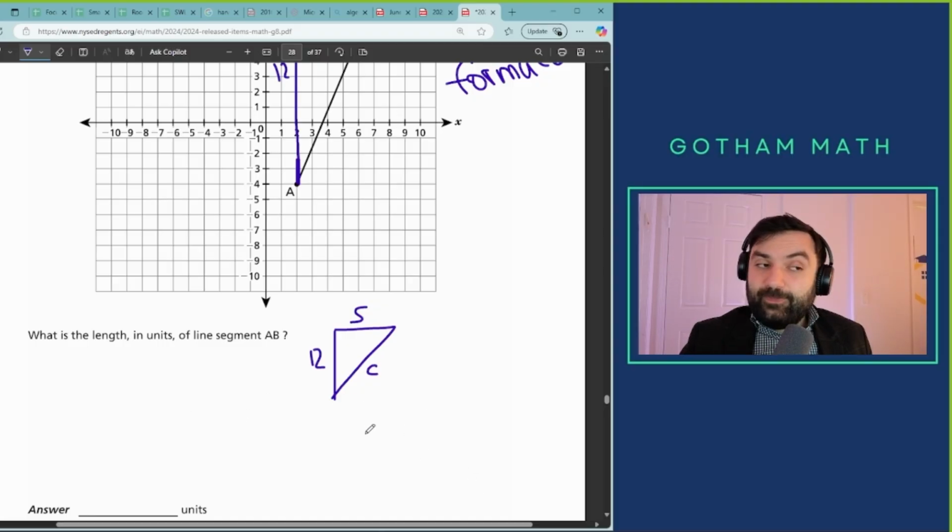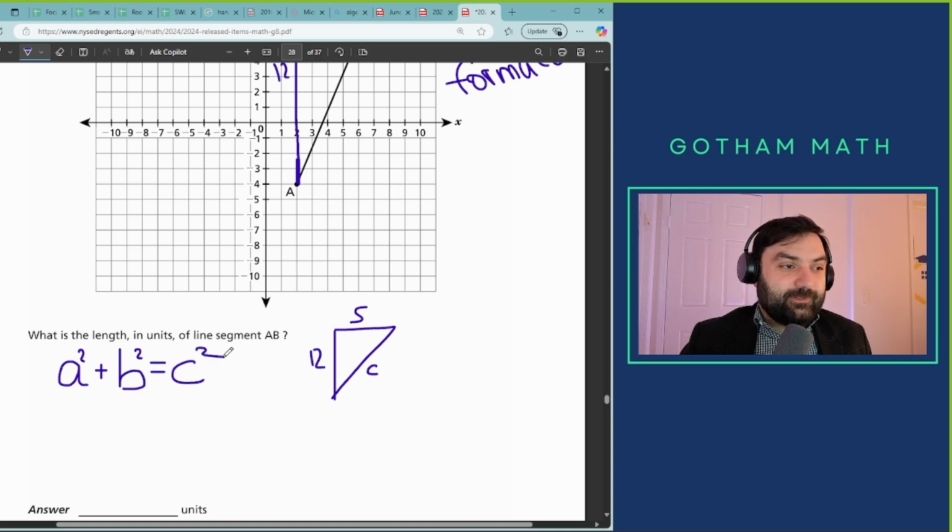Do you remember the Pythagorean theorem formula? That's something that you would see everywhere. It should be in school everywhere. It's a famous formula. A squared plus B squared equals C squared, where A and B are our leg sides and C is what we're looking for. So all we have to do is plug them into the formula.